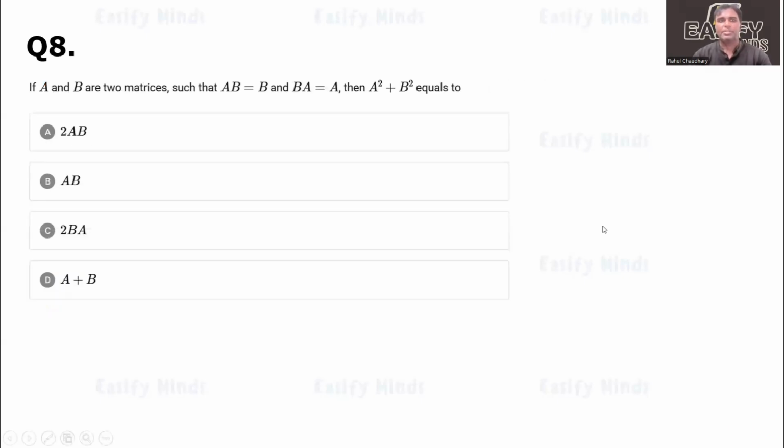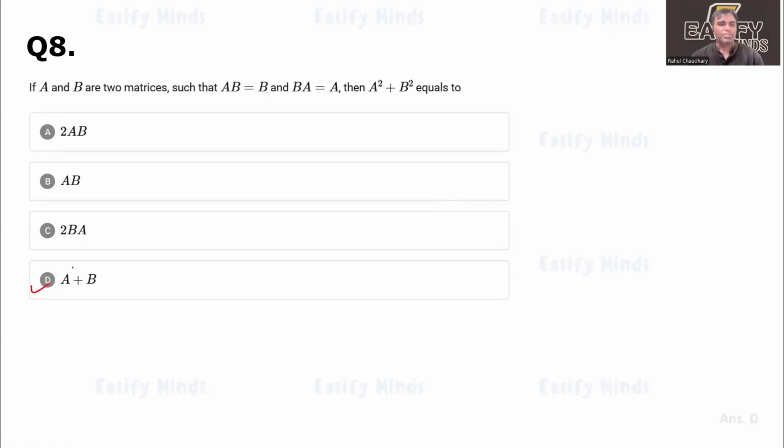So far easy. Let's move to 8. Now let's increase the level a little bit. A and B are two matrices. AB is B, BA is A. What is A square plus B square? The options are 2AB, AB, 2BA and A plus B. Let's see the answer. Time up.